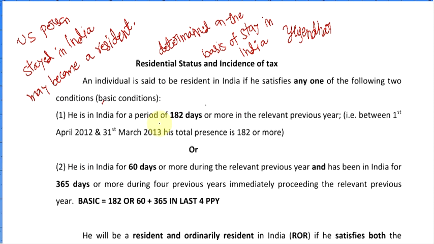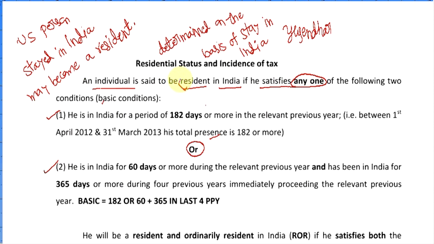Please understand, the stay and its duration matter only for individuals, whereas companies and firms cannot move from one country to another. So I am talking only about individuals, not industries and firms. An individual is said to be resident in India if he satisfies any one of the following two conditions, the first or the second. If he does not satisfy either condition, he becomes a non-resident.